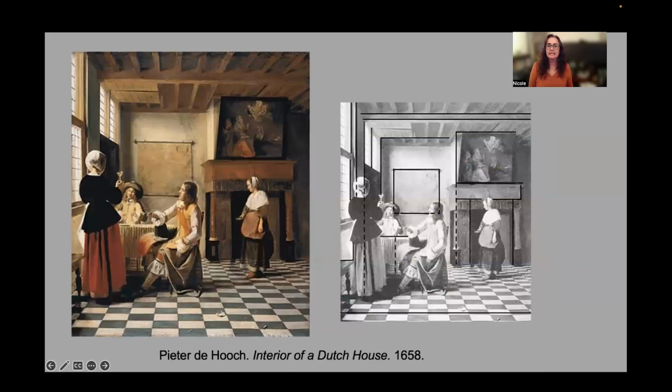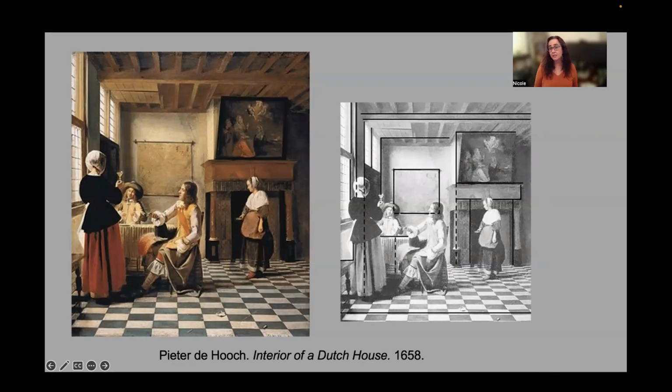Pieter de Hooch's Interior of a Dutch House balances unity and variety in different ways. So when we look at this painting, it has a fundamentally different quality to it. The energy is much quieter. The light is much softer. The color more muted, for example.